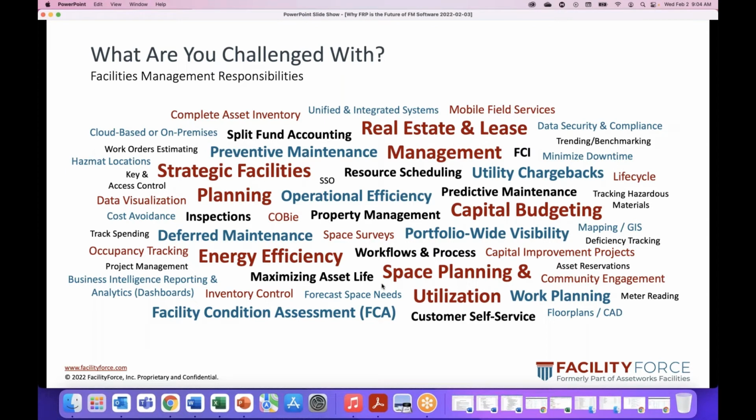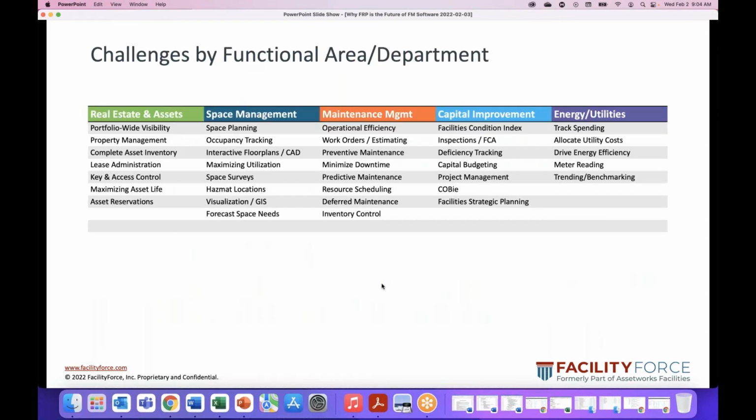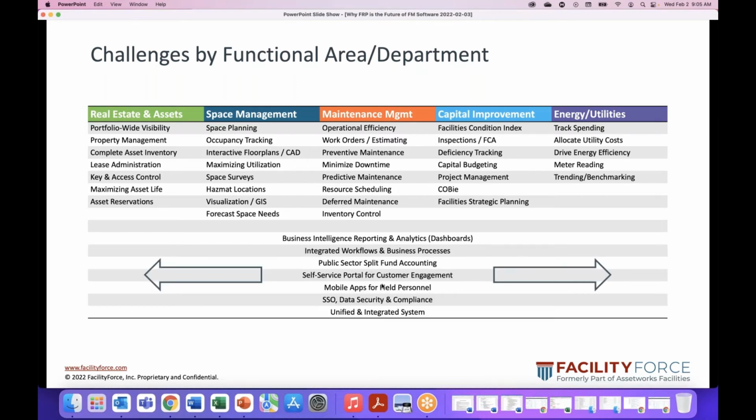Now, this slide's a little hard to digest, so I've organized it a little better into functional areas that you might be more familiar with, often called real estate, space management, maintenance management, capital improvement, and energy management. Now, there are a number of things on that previous slide that are more broad in nature. Regardless of what functional area you're in, you need reporting and business intelligence, you need workflows and business process, and you may need to manage split fund accounting, whether you're in capital projects or maintenance management. So these things at the bottom apply regardless of what area you're in.